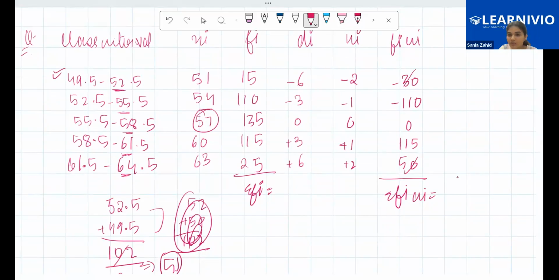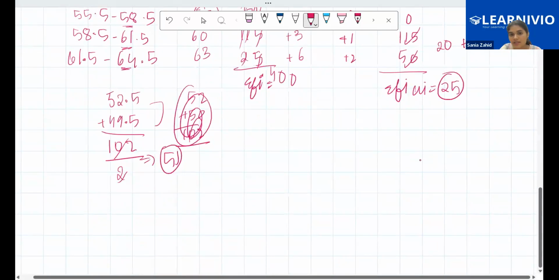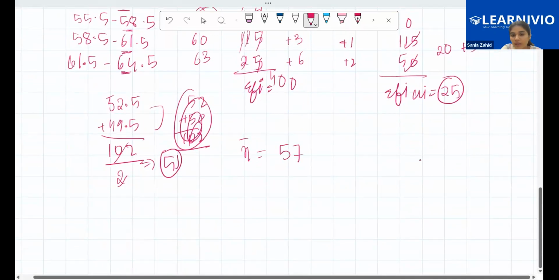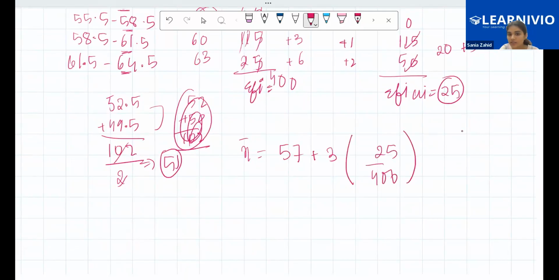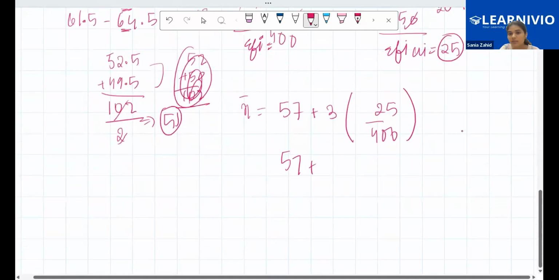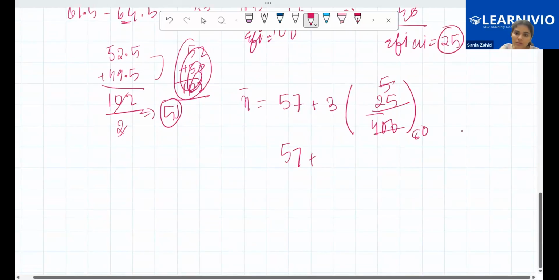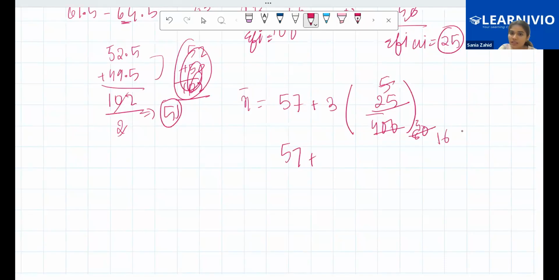So 50 minus 30 will give you 20. 115 minus 110 shall give you +5. So the answer is 25 here. And here the summation of fi gives you 400. So what's your answer now? Mean equals assumed mean. What was the assumed mean? 57 plus height, which was 3, into 25 by 400. So you have 57 plus, you calculate this value: 25 by 400 is 1 by 16, so 3 by 16. So you'll get 57 point something as your answer.